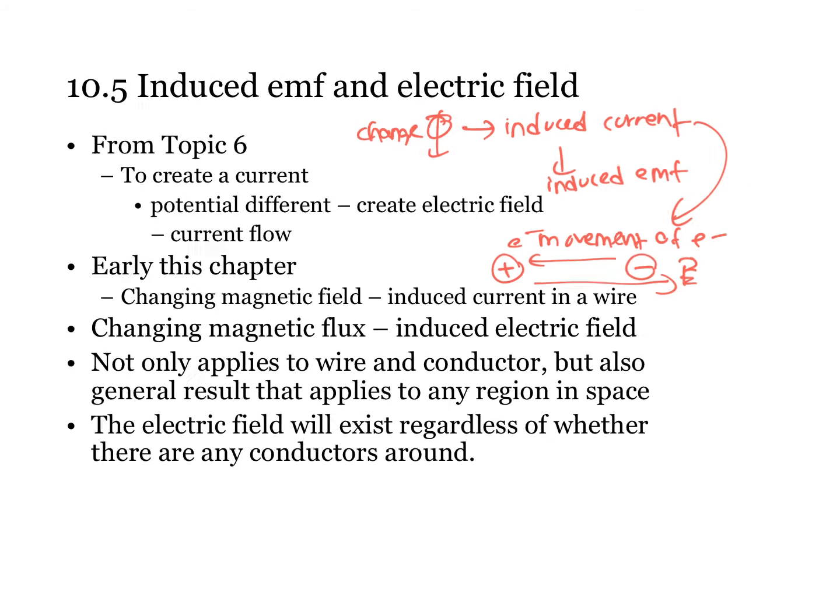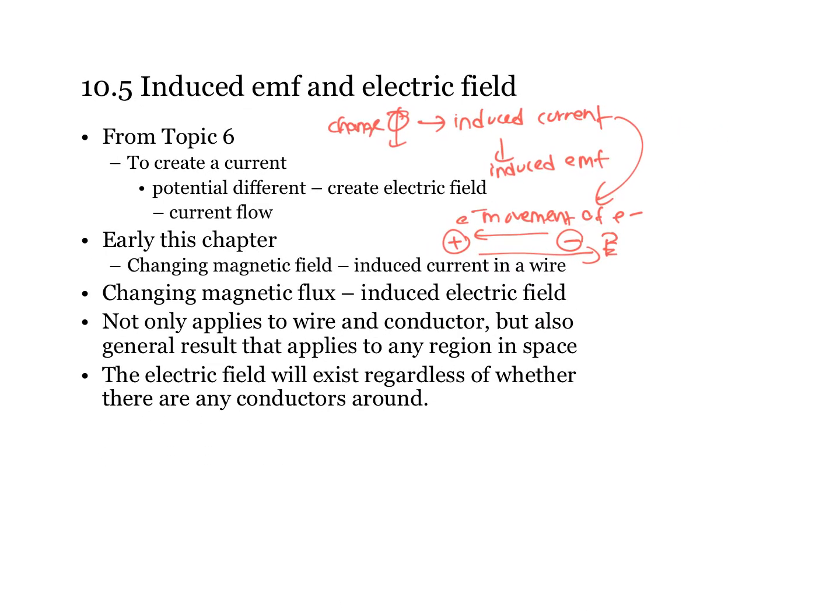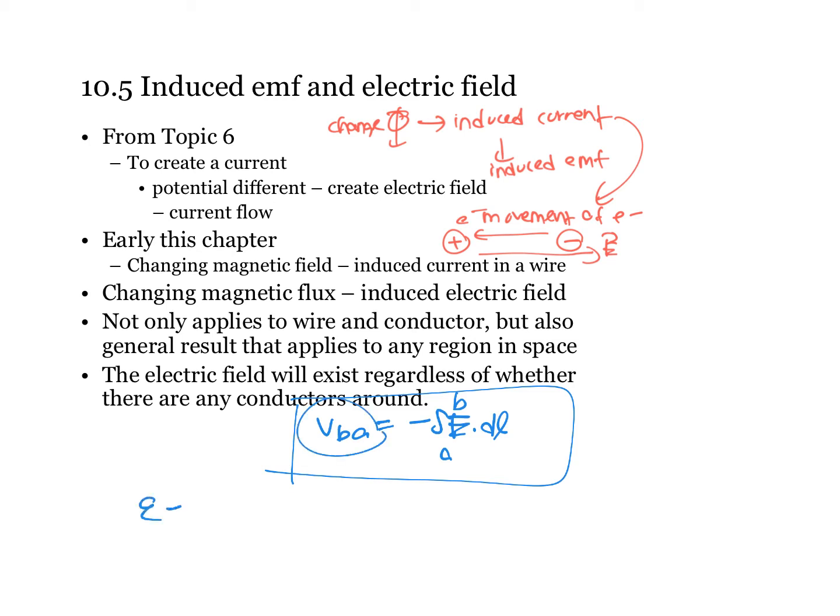In the previous chapter, we have this formula, V_BA equals negative integral of E dot dL. Do you remember this formula? We only focus on this formula. We change it to the EMF, so we get EMF equals the closed loop integral of E dot dL.